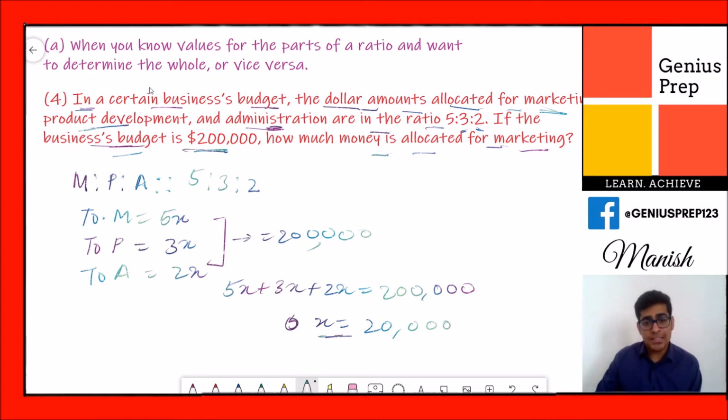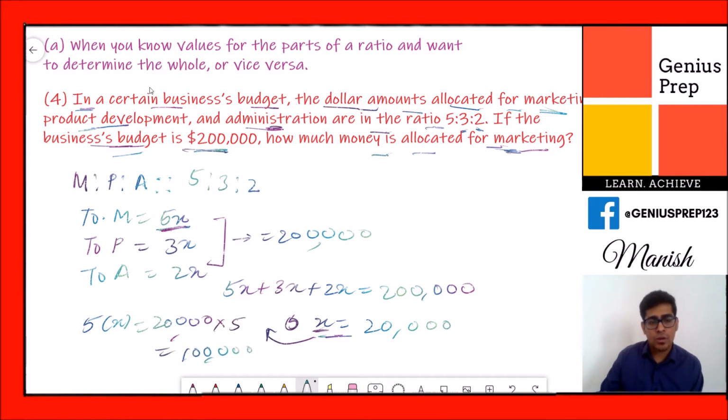But this is the value of x. What do we need to find? Marketing. The total budget for marketing is 5x, so we need to multiply this x by 5. So the total budget allocated for marketing is 20,000 multiplied by 5, that is $100,000 for marketing.